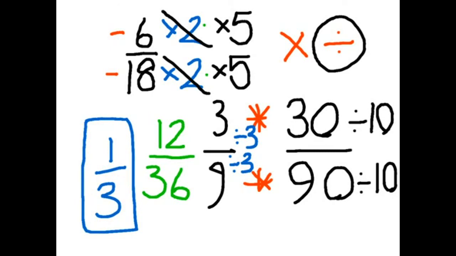So therefore 1/3 is equivalent to 6 over 18 and 30 over 90 and 3 over 9 and 12 over 36. They're all equivalent. They're all the same fraction. But 1/3 is the simplest form.